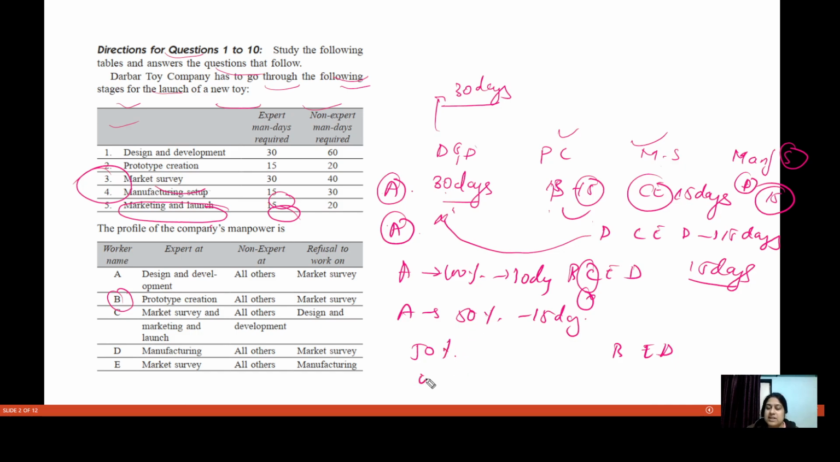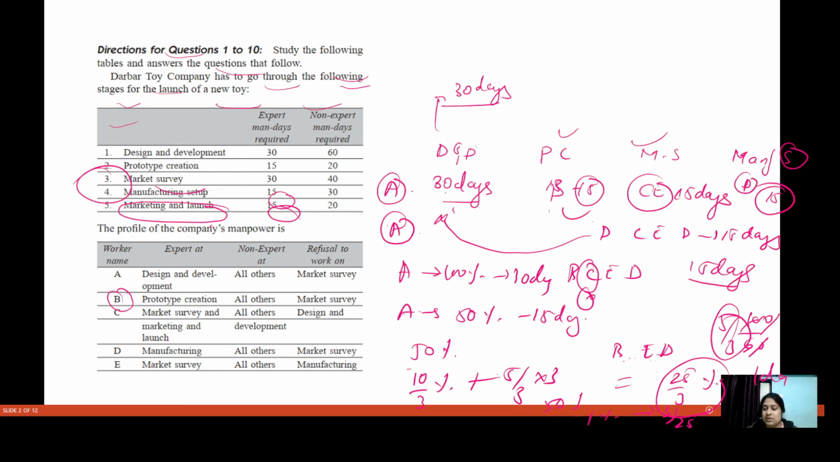Now A was able to do 10/3% of the work in one day. When these will come to assist, how much percent of the work will they be able to do in one day? 100 by 60, which is actually 5/3%. So these three will be able to assist with 5/3%. So obviously this is 25/3%. 25/3% of the work is done in one day, so that means 1% of the work is done in 3/25 days. So the 50% of the work which is left will be done in how many days? 6 days.